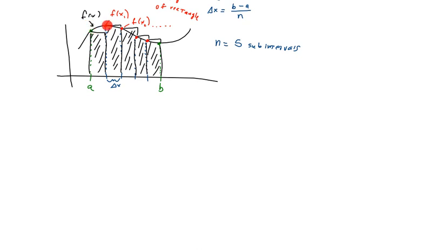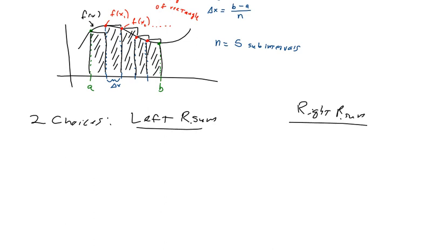Bernhard Riemann noticed this, and he said, well, there's kind of two choices here. I can do a left Riemann sum, where I use the left height, and a right Riemann sum, where I use the right side of the rectangle height. So we have two choices for Riemann sums: a left Riemann sum, or L sum, and a right Riemann sum, or R sum. I'm abbreviating because I don't want to write the whole Riemann word.